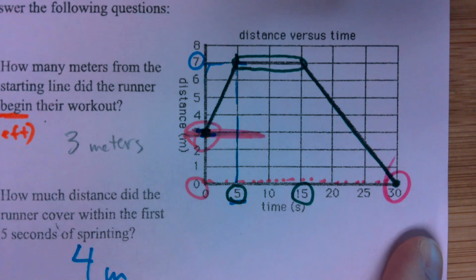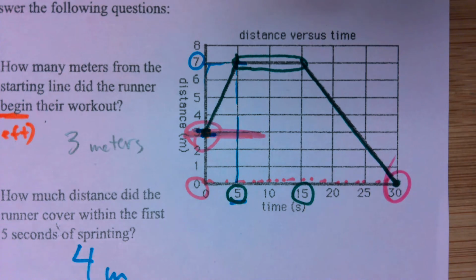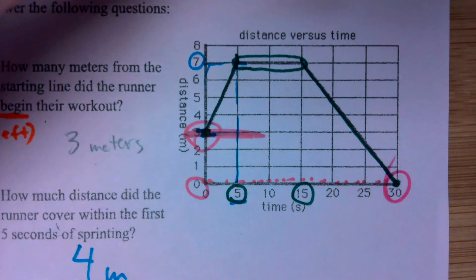Give me a thumbs up if you see what I'm talking about with this graph. 1, 2, 3, 4, 5, 6, 7, 8, 9, 10, 11, 12, 13, 14. All right, 14. Decent. Good. All right. That's going to be it for that one. Let's get the second one.